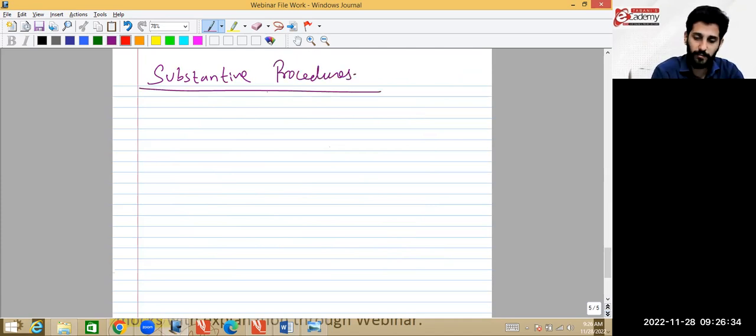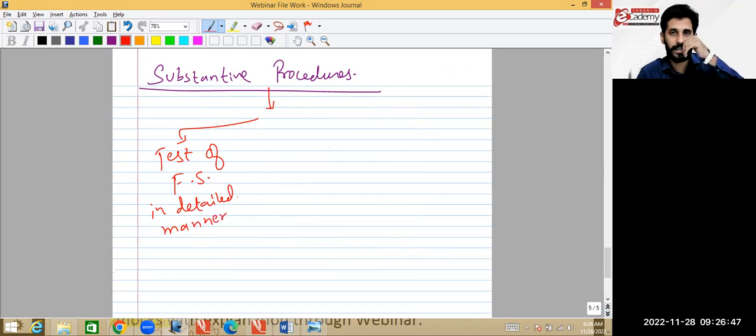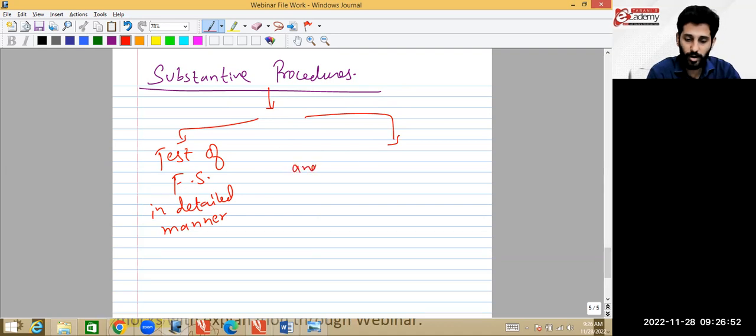What actually do substantive procedures mean? Substantive procedures means the test of financial statements in a detailed manner. It is basically the test of financial statements in the detailed manner, and it also includes analytical procedures.